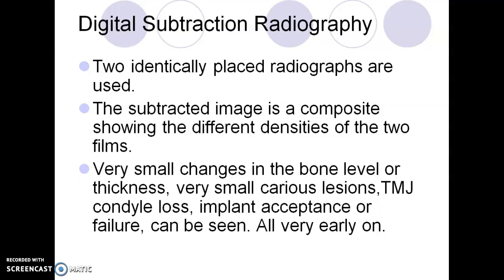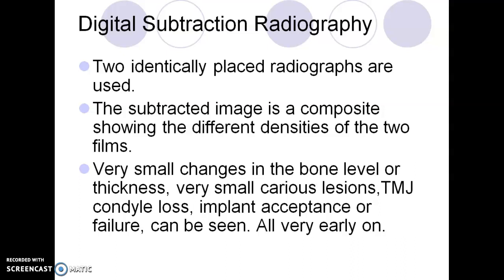And so what you would highlight and see were very small changes in either the bone level, the bone thickness. Carious lesions or incipient lesions would be more visible, because when you subtracted the 2 images and looked at the difference, it's going to show you where calcification was lost in the tooth surface. TMJ condyle loss. So a lot of oral surgeons and prosthodontics have used these to be able to see wear and tear on that TMJ joint area.